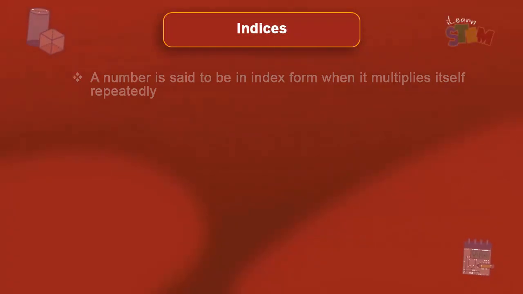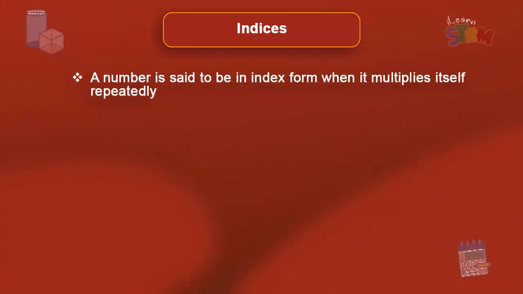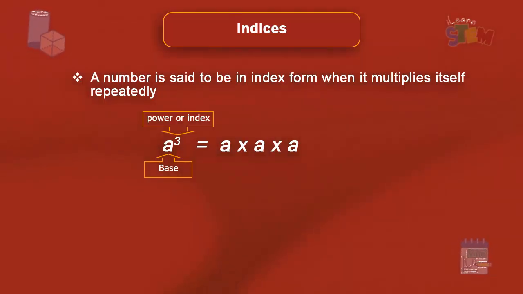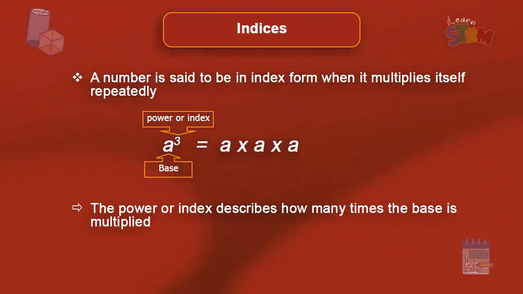Indices. A number is said to be in index form when it multiplies itself repeatedly. For example, a raised to power 3 equals a times a times a. In the expression above, the base is a, while the power, or index, is 3. So, the power, or index, 3, describes how many times the base, a, is multiplied.